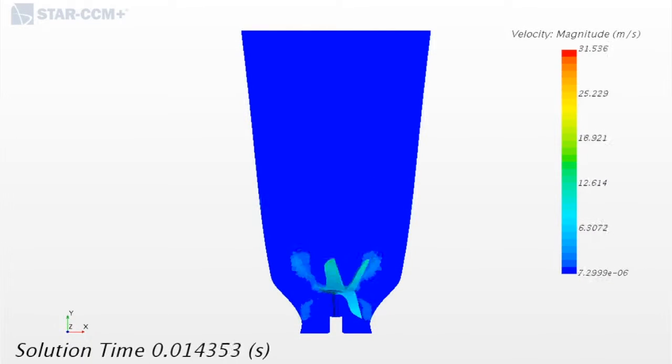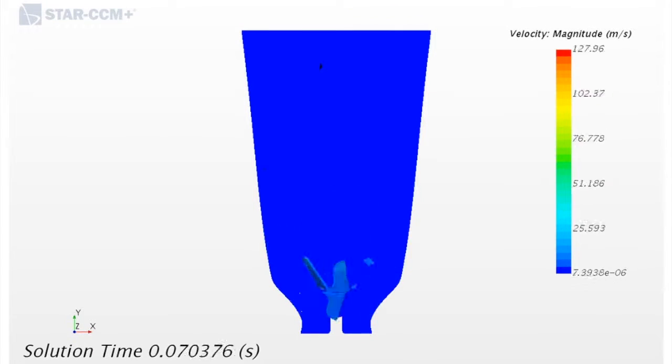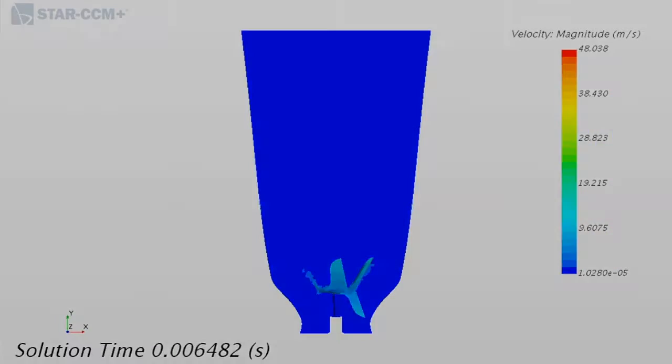Finally, a vortex is made over the blades where the highest velocities are obtained at closer distances from its center and decrease as it approaches the tank walls.